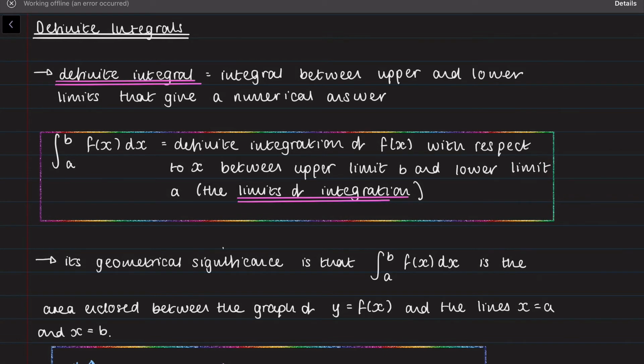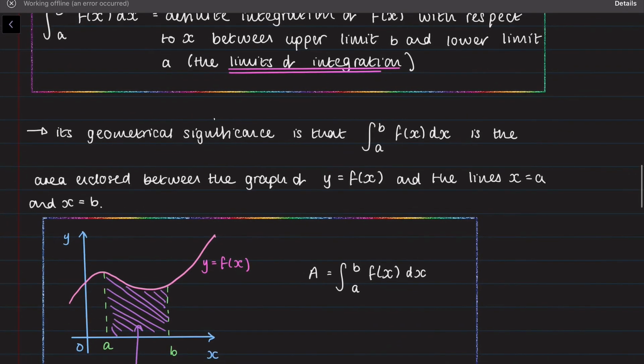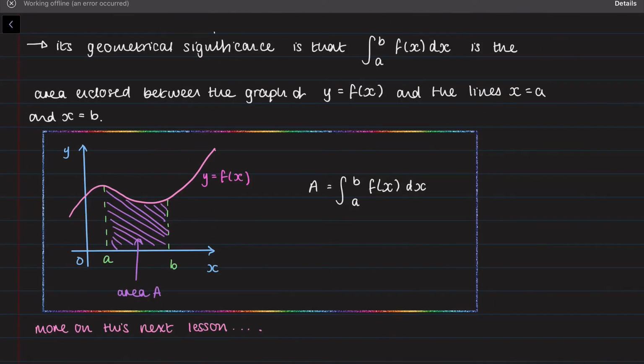On to definite integrals. So a definite integral is an integral between an upper and lower limit that gives a numerical answer. So all the integration we've been doing so far is called indefinite integration. We're going to write it with our integration symbol, but we've got these two limits, a and b. And these are the upper limit and lower limit of the integration, b being the upper limit at the top and a being the lower limit at the bottom. The geometrical significance of that is that the definite integral of f of x between b and a is the area enclosed by the graph of y equals f of x and the lines x equals a and x equals b. We're going to talk more about that next lesson.